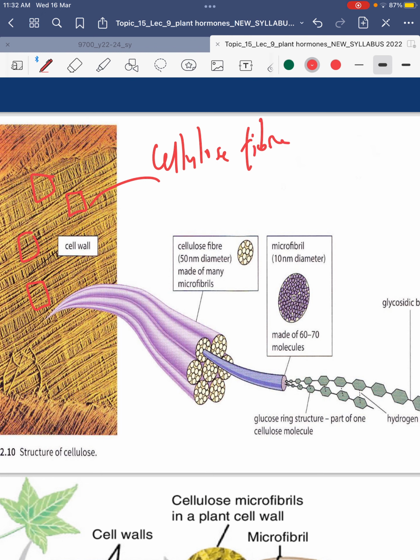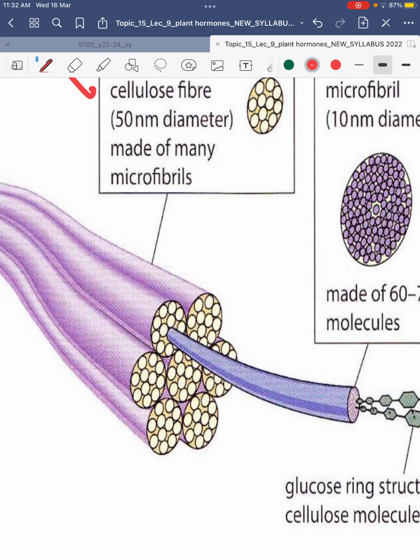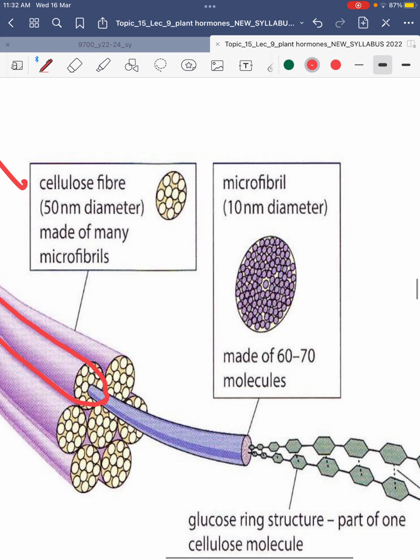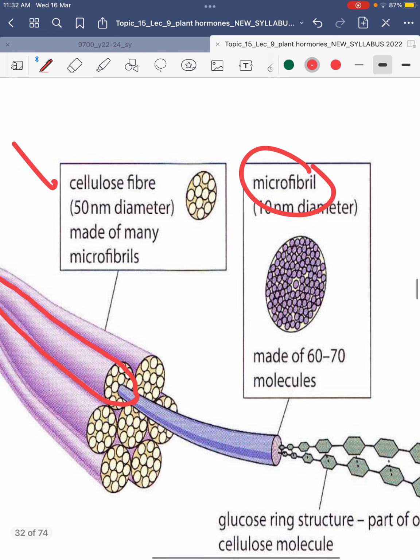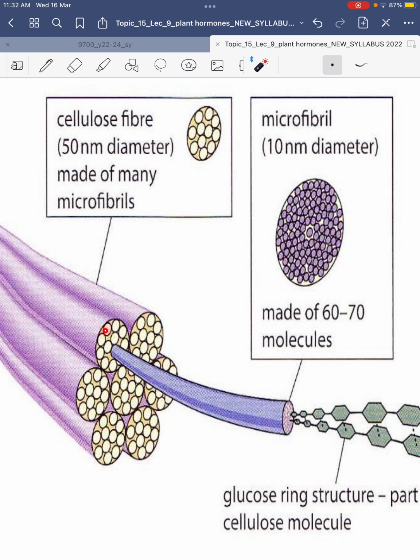Okay, cellulose fiber, just like this one here. And if we look at one cellulose fiber, like this one here, you can see it has many microfibrils. So each cellulose fiber contains many microfibrils. This is the microfibril, another microfibril, another microfibril, another microfibril.